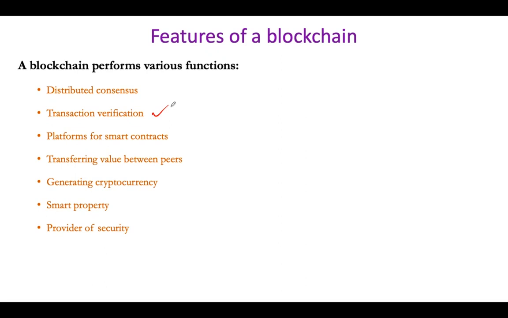Next, the platform for smart contracts means, as we discussed, a blockchain is a platform where programs can run the executable business logic on behalf of the users. As explained earlier, not all blockchains have a mechanism to execute smart contracts. This is now a very desirable feature.